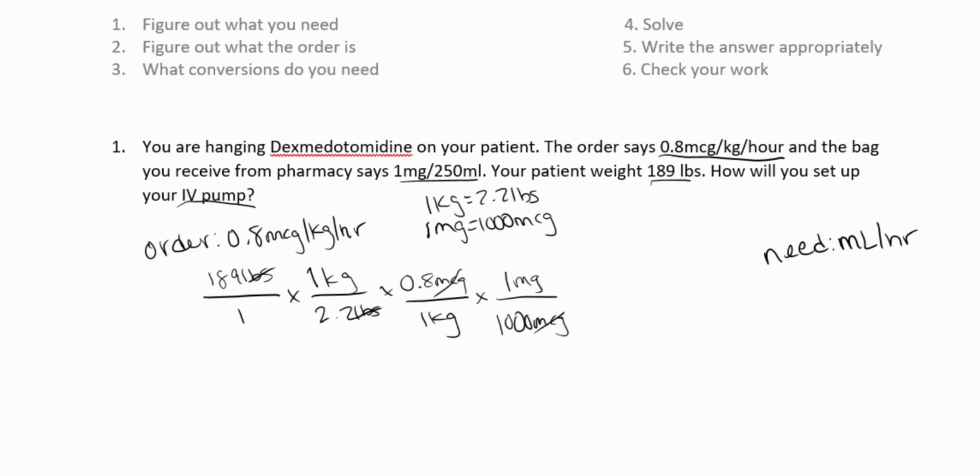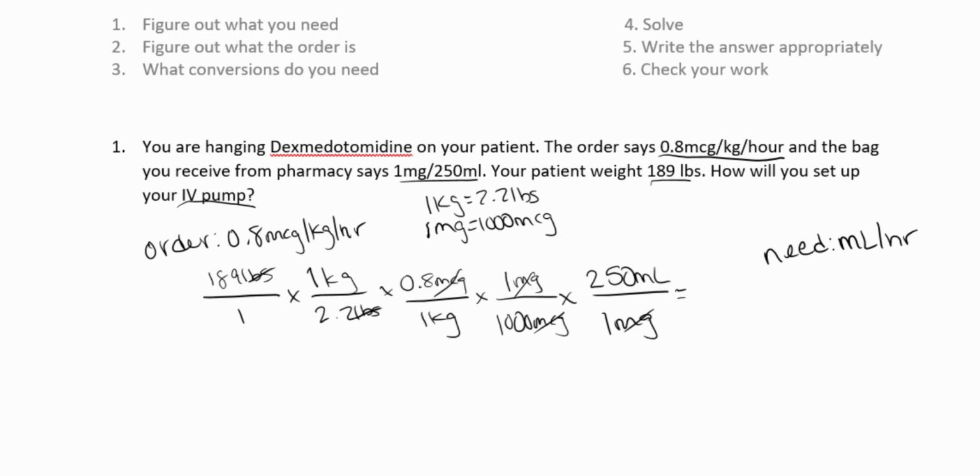Next, we're going to need to get rid of this milligram because there's no milligrams over here. So here we're going to jump into our 1 milligram per 250. So we are going to put our 250 up here so that we can end up with our 1 milligram down here and cross it off. Then we are going to be left with our milliliters per hour. Remember this from right here was our 0.8 microgram per kilogram per hour.